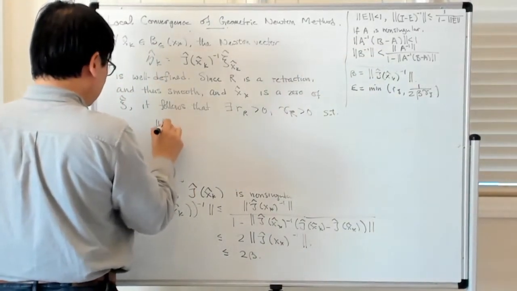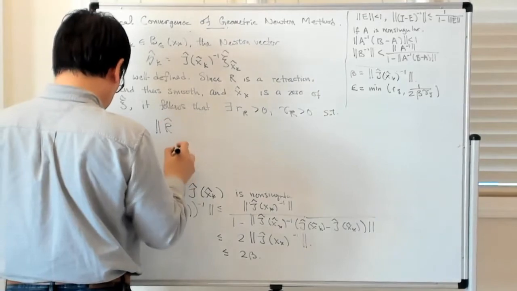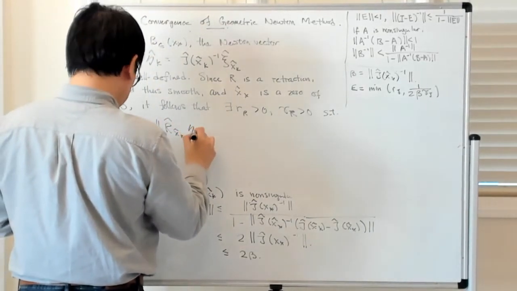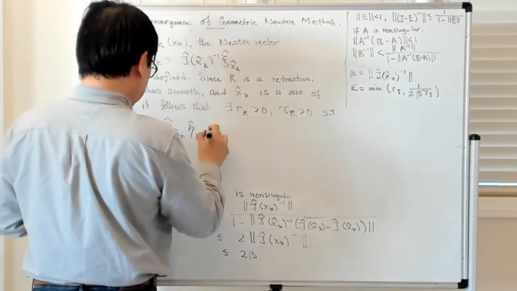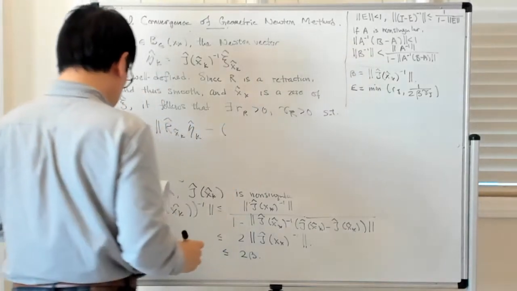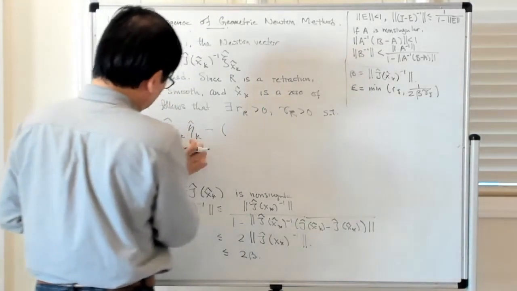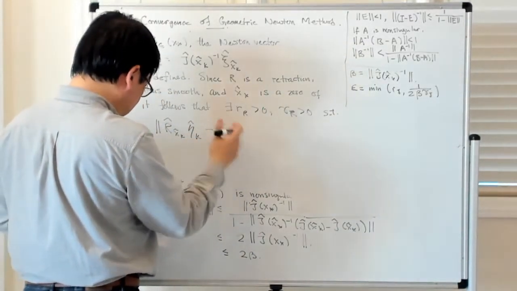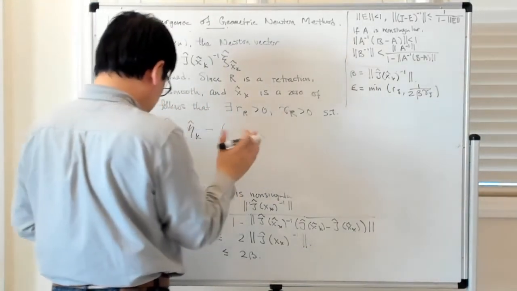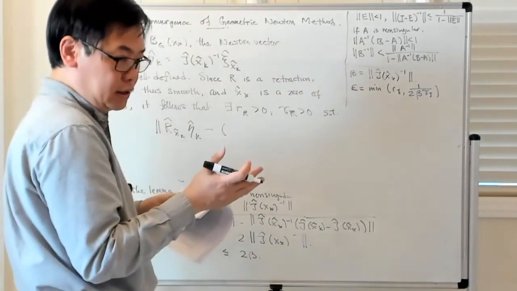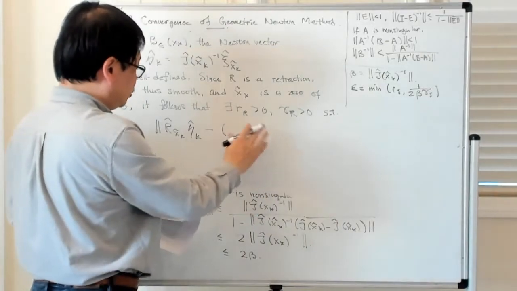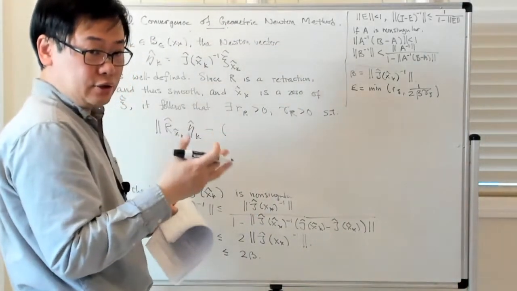Okay, the norm of the retraction applied to two different vectors. Actually I'm comparing the retraction to the Euclidean retraction, if you will, which was used to define the classical Newton method, right?